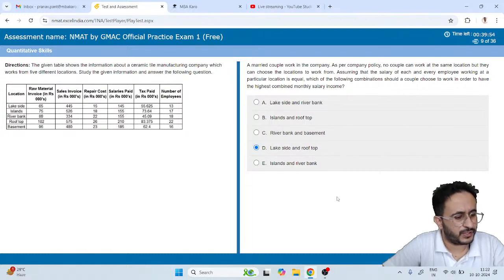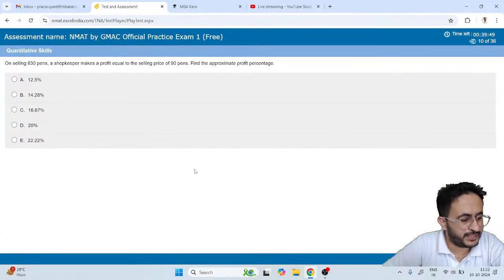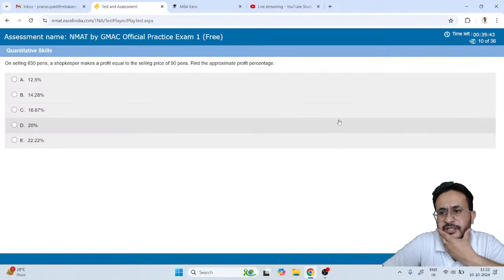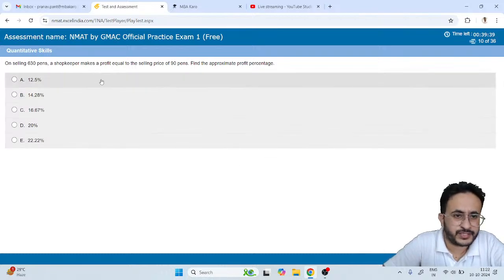So we will choose out of these which gives the best return. Okay, so this was quite calculation intensive. If you are good with calculations, then probably this would be easy for you. So we are on question number 10. Going at the right pace, we should be able to do 36 questions.